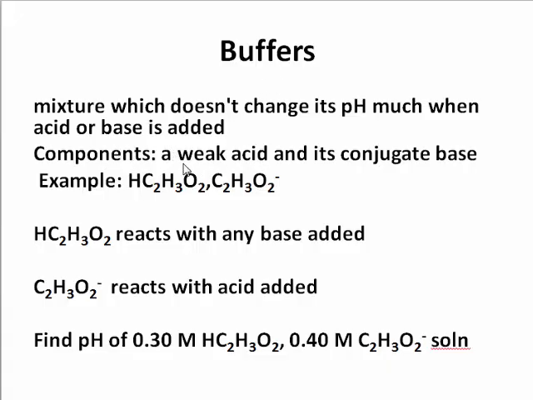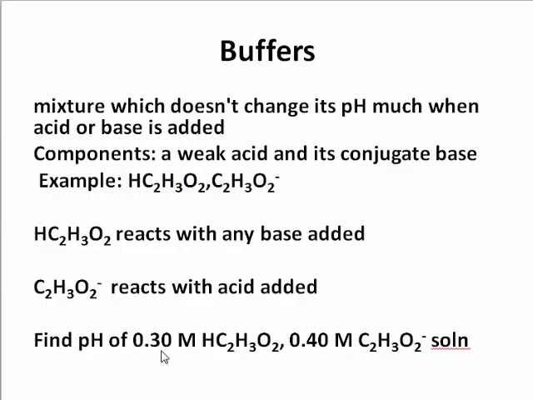The principal components of a buffer are a weak acid and its conjugate base. So, acetic acid and acetate is a typical example of a laboratory buffer. The idea is the weak acid, acetic acid, in its molecular form will react with any base added. The acetate ion present will react with any acid present.